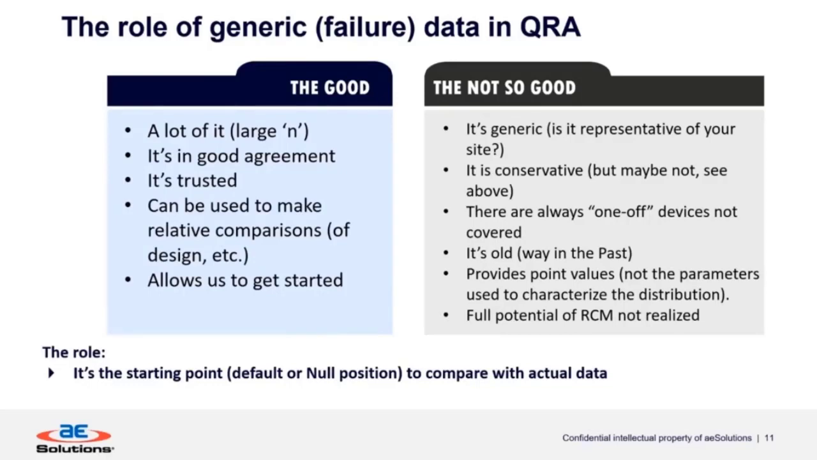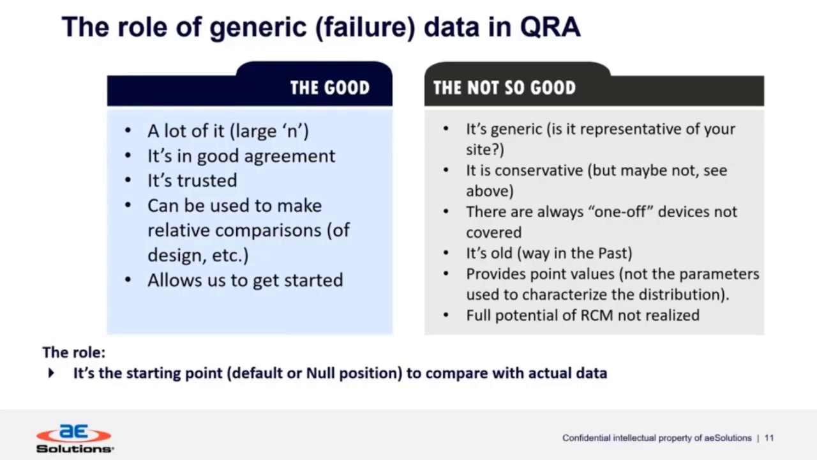And the data is old. It could be way in the past. It could be 50 years old. Generally, it's going to provide point values, not parameters used to characterize distributions. And a big one here is the full potential of reliability centered maintenance is not being realized if we're just staying with generic data.